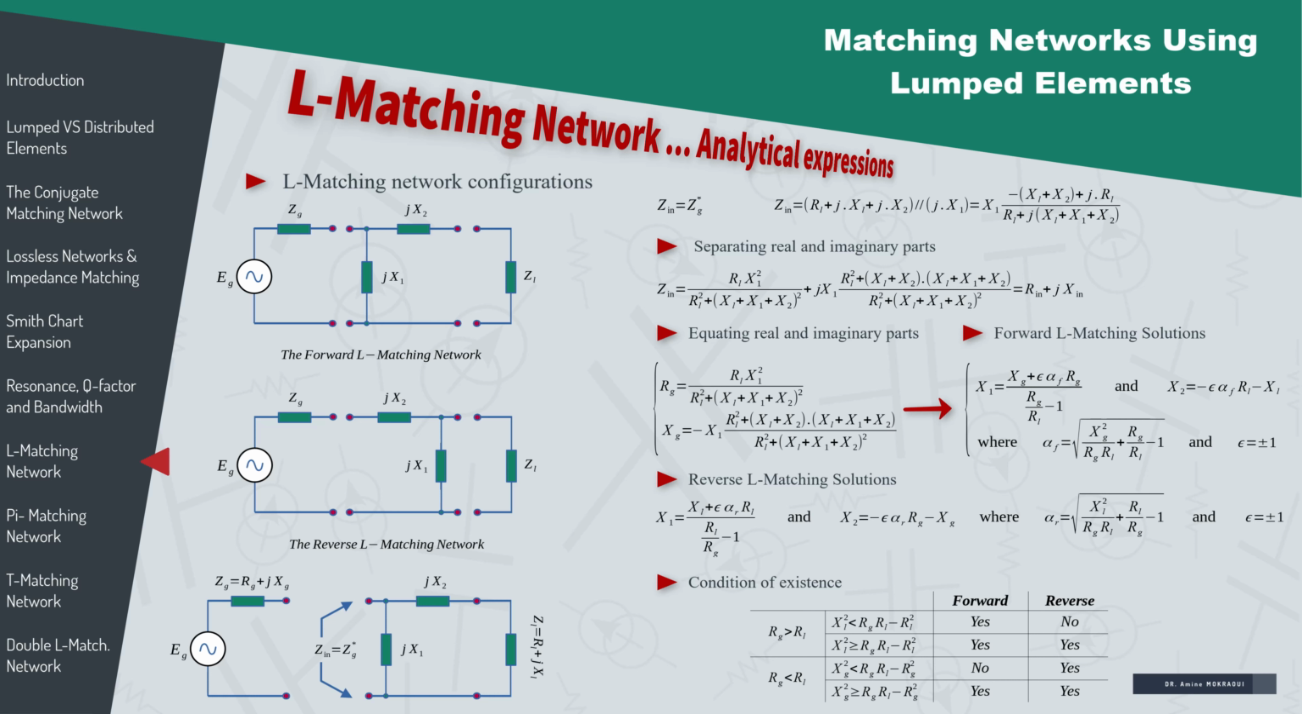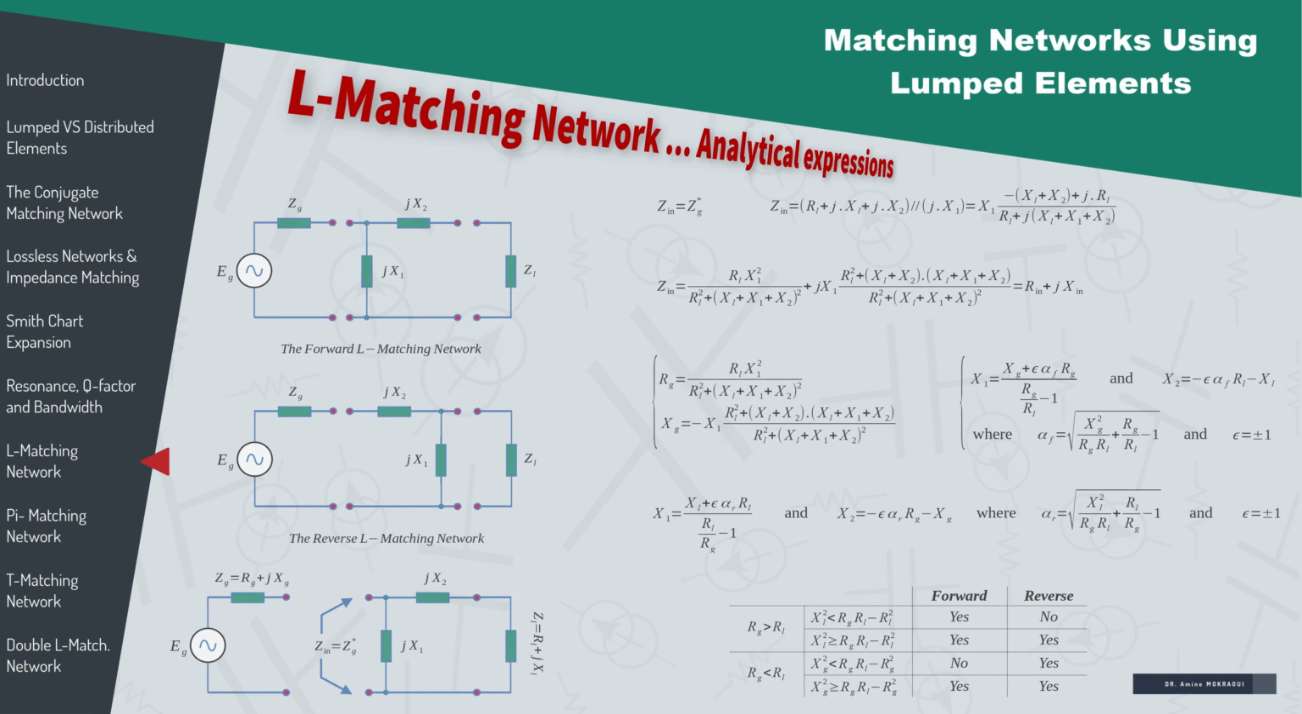For specific values of Zl and Zg, there are at least two solutions, while in certain cases we may have up to 4 impedance matching solutions. Choosing a particular solution depends on whether we need a low-pass, high-pass filter, selective or wideband network. Let's estimate the Q factor for the forward L matching network.